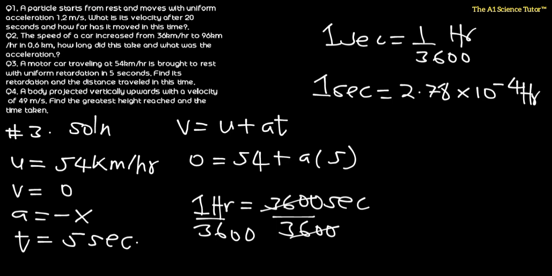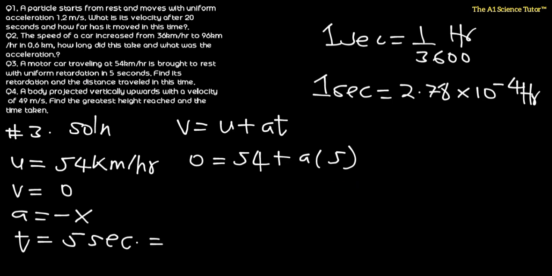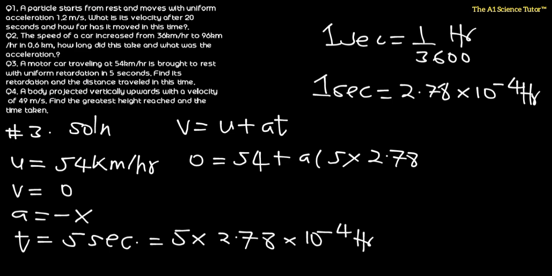So I'm going to multiply that by this. This should be 5. Well, I think I'm going to write it out on another line. So this will be 5 multiplied by 2.78 multiplied by 10 raised to the power of negative 4 hour. So that is what we have there. Now, I'm just going to add this here. So this makes it 2.78 multiplied by 10 raised to the power of negative 4.